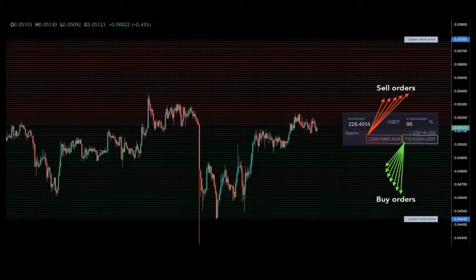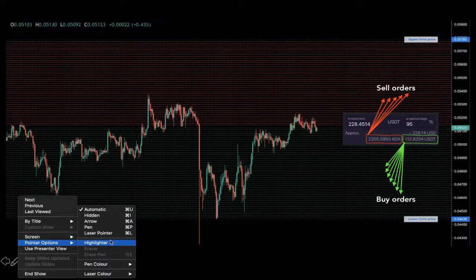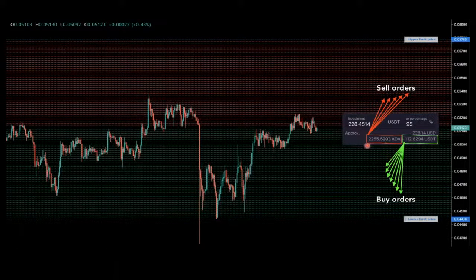And that requires you to have both the base currency. In this example, you can see that Cardano is the base currency. I'm gonna use the laser pointer just to show you. And the quote currency is used to buy the base currency. So in this case, that's USDT.